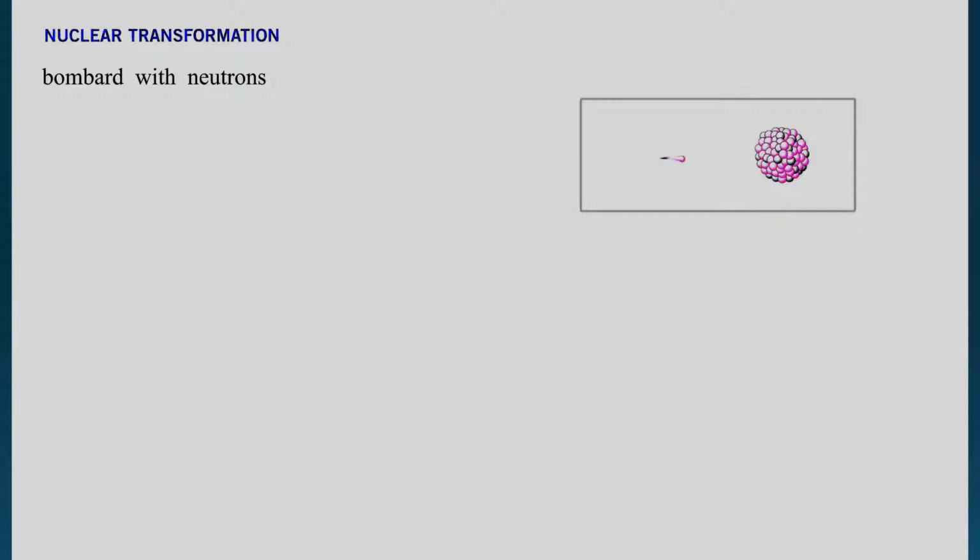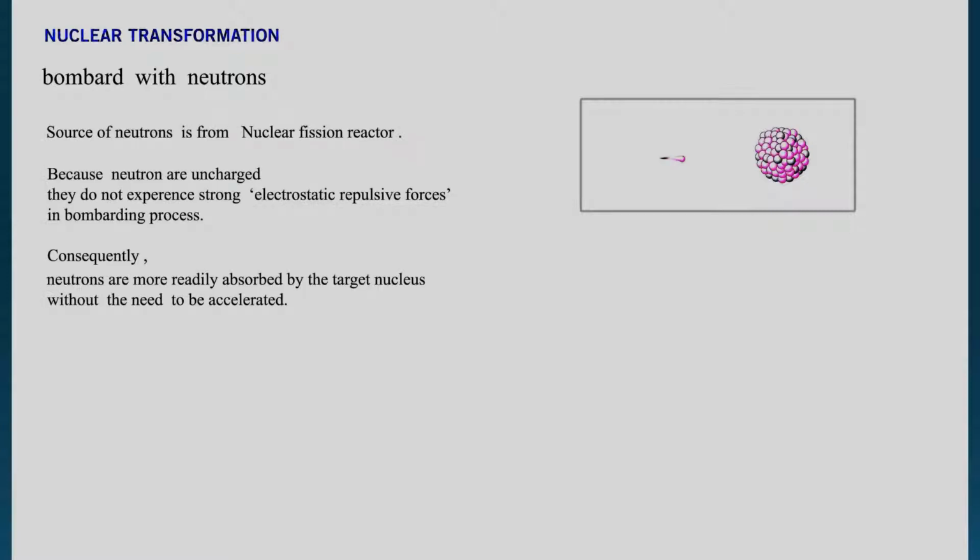Now, there is a second way of bombardment. This is called bombard with neutron. To bombard with neutron, where does the source of neutron come from? You need to use the nuclear fusion reactor. Why do we use neutron? Neutron has one good advantage. Neutron has no charge.